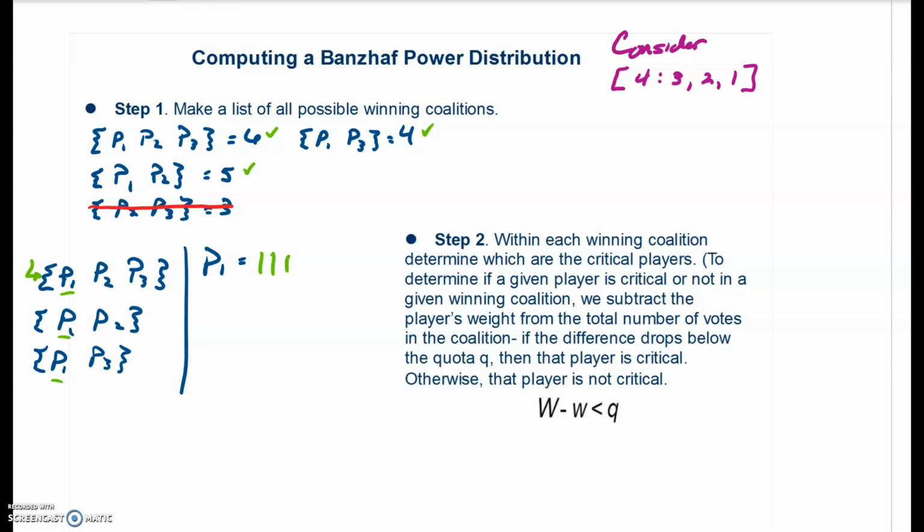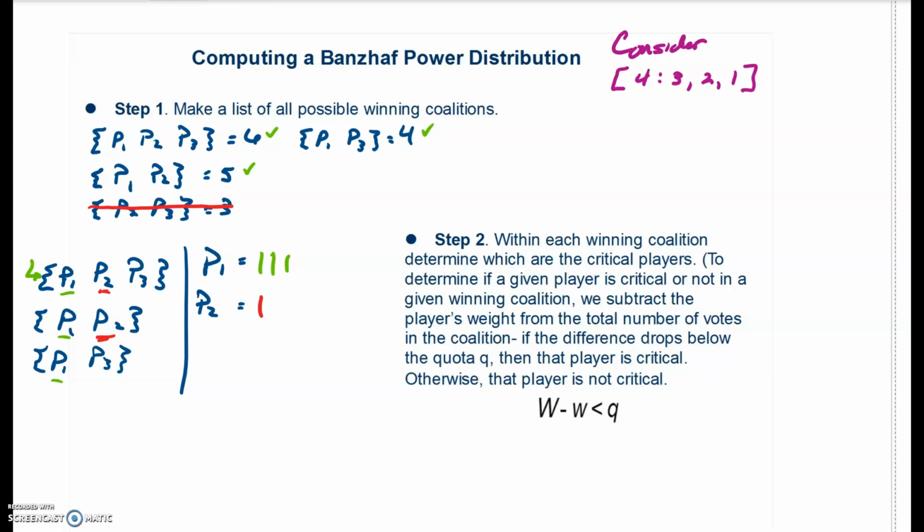Now let's look at player 2. Looking at this coalition, if I take player 2 away, is this still a winning coalition? Well, player 1 and player 3 together give us 4 total votes, so player 2 is not critical here. But he is critical in the next one. Here, player 2 is critical, and he doesn't exist in the third one. So player 2 is critical a total of 1 time.